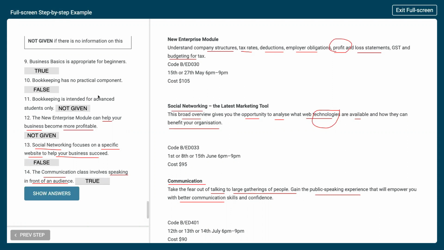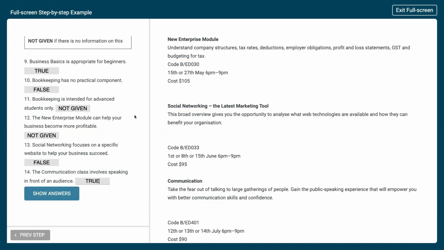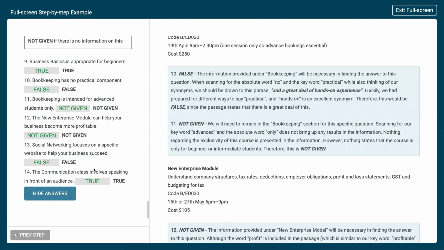We used our keywords, and our absolute terms were important as well. We also used our synonyms. See how these are tricky, especially this one about social networking. So always pay attention to your opposites, such as specific and broad, and the fact that technologies was plural. So let's clear our screen. It's the moment of truth. Let's show our answers, and they are correct.